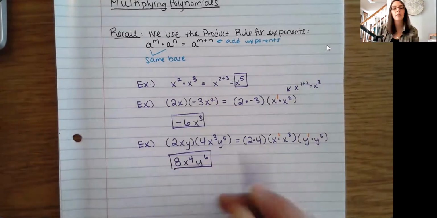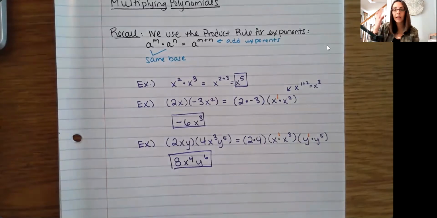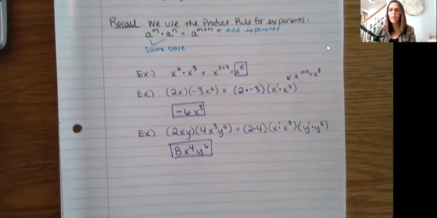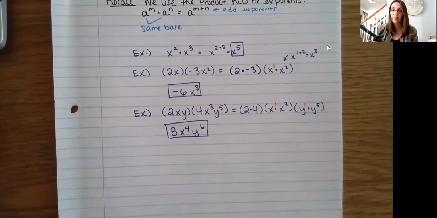Okay, so just a little bit of a review on what that product rule is, in case you've forgotten the name. It just means that when we're multiplying the same sorts of stuff, we can add the exponents. So now we're going to take that to the next step and actually start applying that with the distributive property.